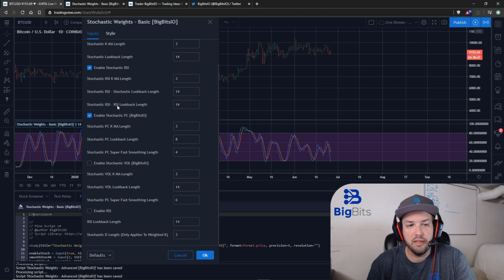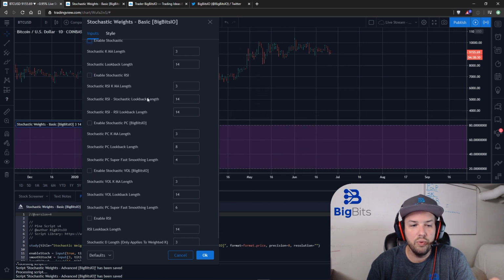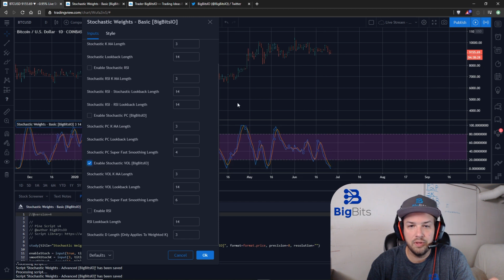All right, so now we've gotten 3 enabled. Our fourth one is the stochastic volume. It's the same thing as the stochastic price change, except it deals with volume. So it deals with the direction of the volume. When you get a bunch of green candles, then your stochastic volume will go up. You can see there's a bunch of green candles with volume, they move up. Now red volume pushes it down.